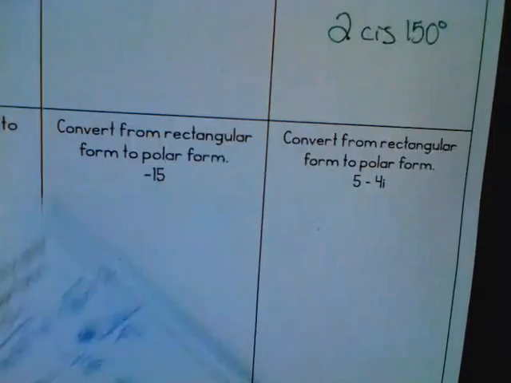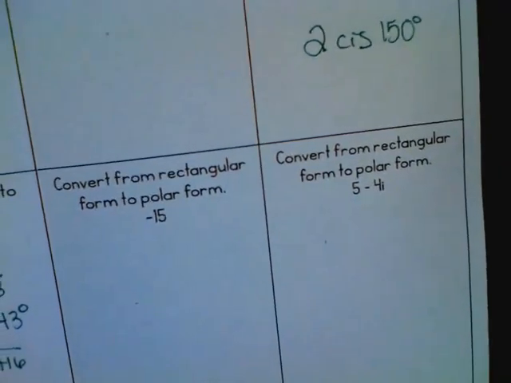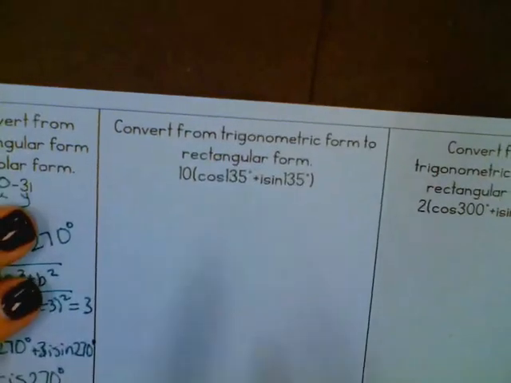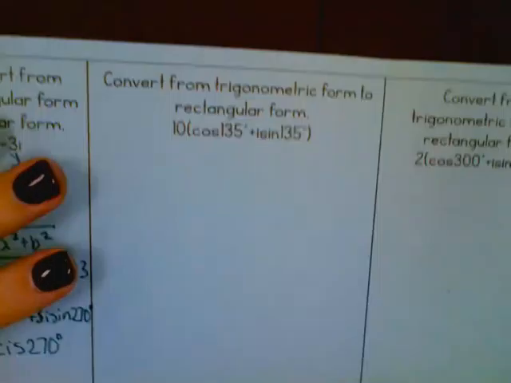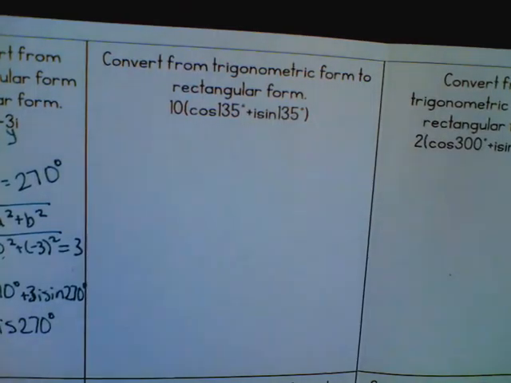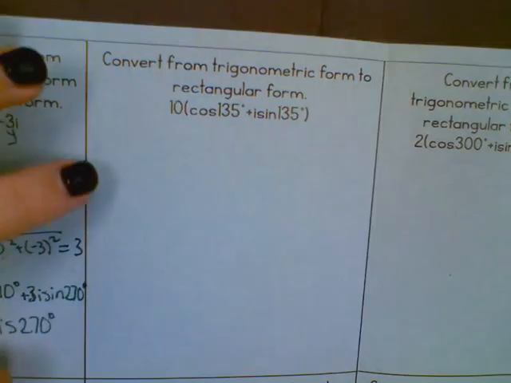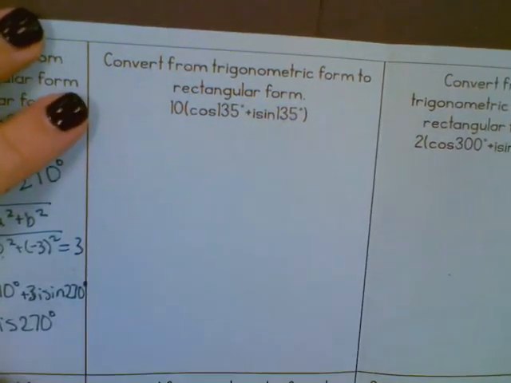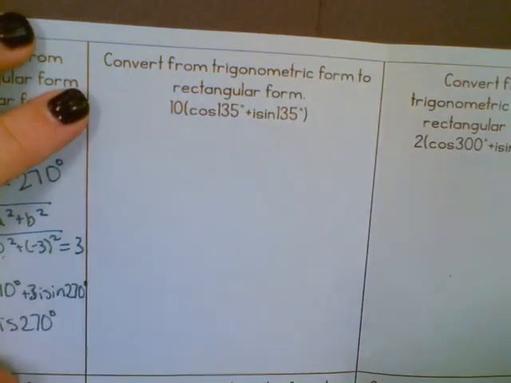So let's talk about how to go the other direction. If we start with this polar form, with the cosine i sine, how do we change it to rectangular? Well, this one I think is a lot easier than the other way, or maybe more straightforward. You just have to take the cosine and sine of 135 and then distribute the 10.